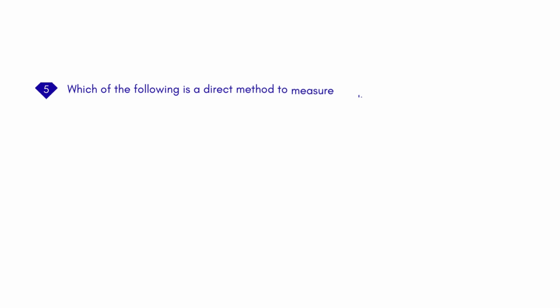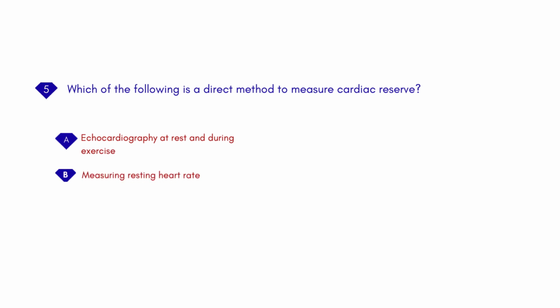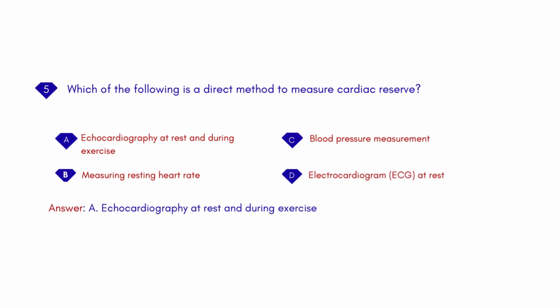Which of the following is a direct method to measure cardiac reserve? A. Echocardiography at rest and during exercise. B. Measuring resting heart rate. C. Blood pressure measurement. D. Electrocardiogram, ECG, at rest. Answer: A. Echocardiography at rest and during exercise.